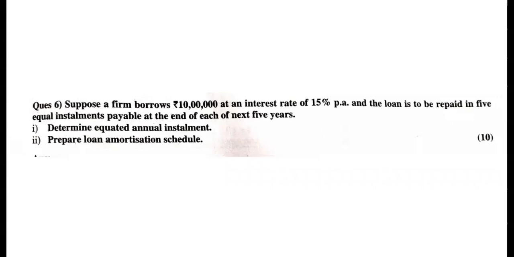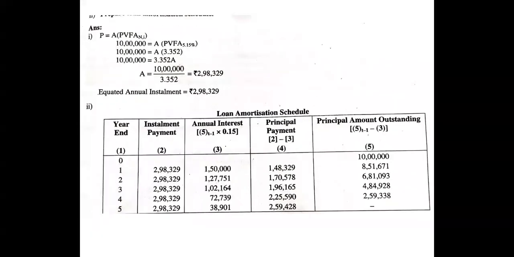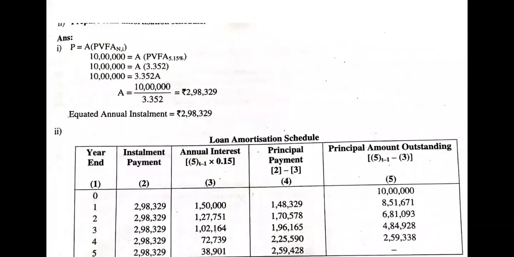So the firm has taken a loan of 10 lakh rupees. The rate of interest is 15%, and this loan has to be repaid in 5 equal installments, in 5 years. So we need to determine the equated annual installments, and we need to prepare the loan amortization schedule. To prepare this, first of all, we need to calculate the equated annual installments. So how do we calculate that? We need to calculate by using a formula.